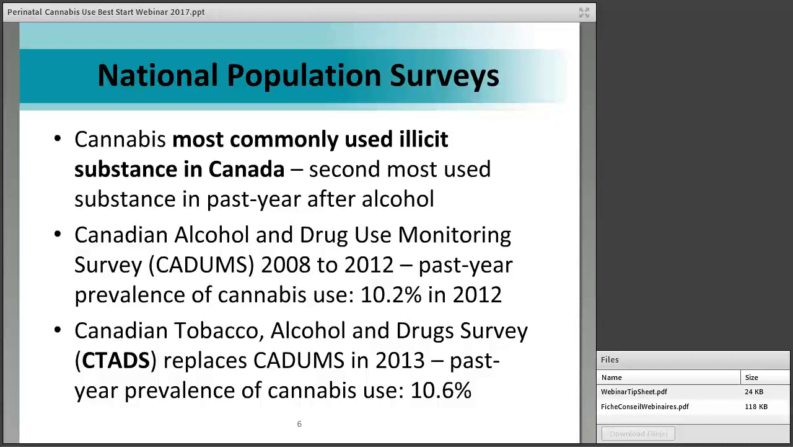This survey was then replaced by the CTADS, and the CTADS survey found a similar rate of cannabis use, so really not a significant difference. And this is the last data we have from the national surveys dating back to 2013.